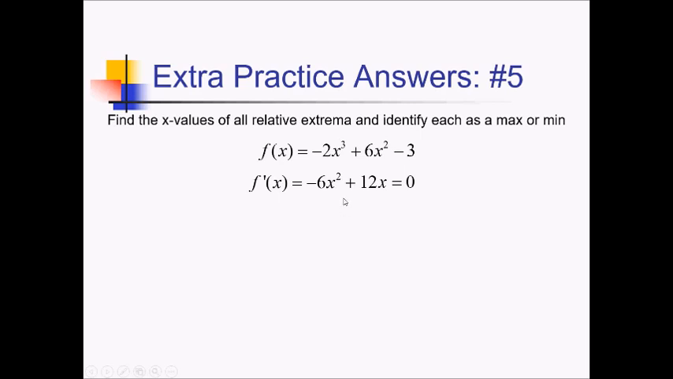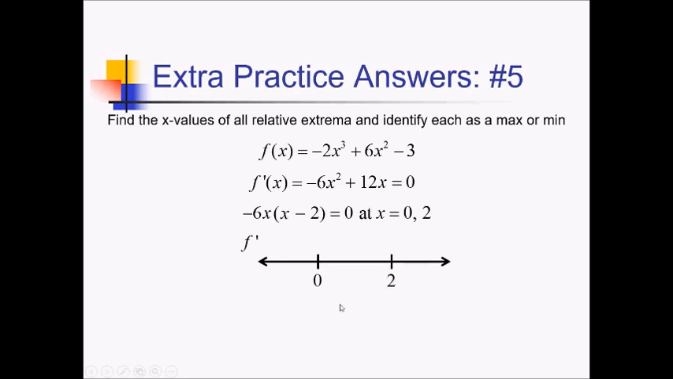I can start by factoring out a negative 6x, leaving me with x minus 2. So then I have critical values at x equals 0 and positive 2. Let me stick those on an f prime number line, so 0 and 2. And now let me test something to the left of 0, like negative 1. I'm going to use this factored version of my f prime.